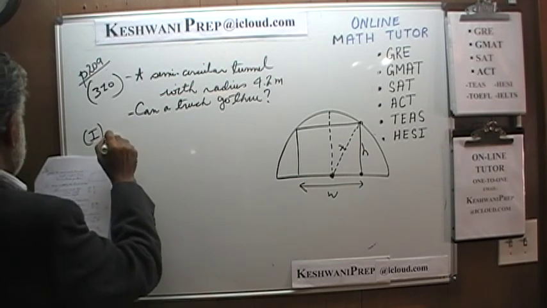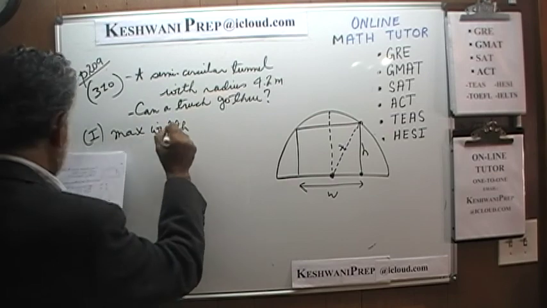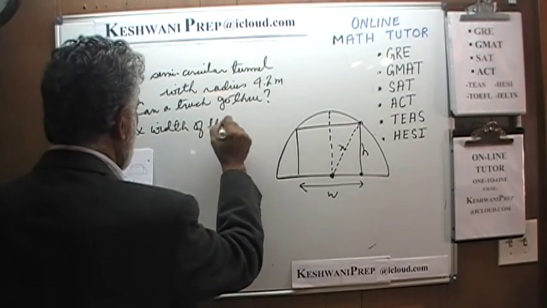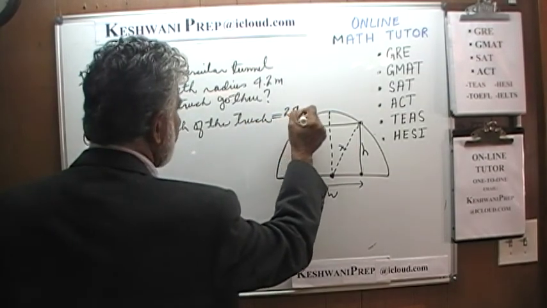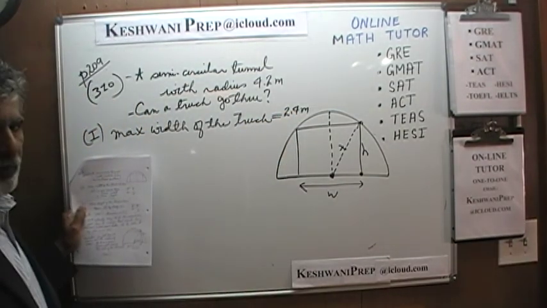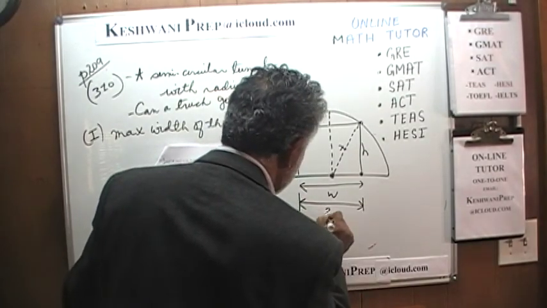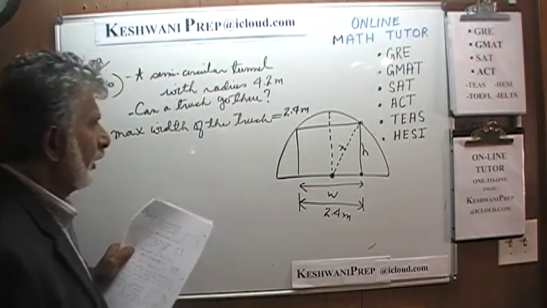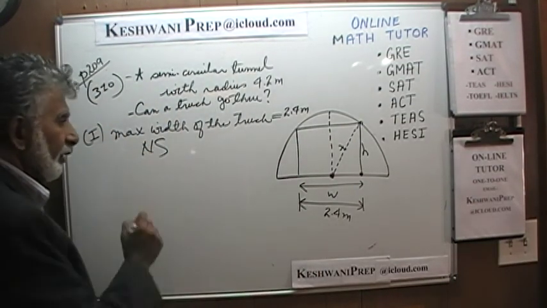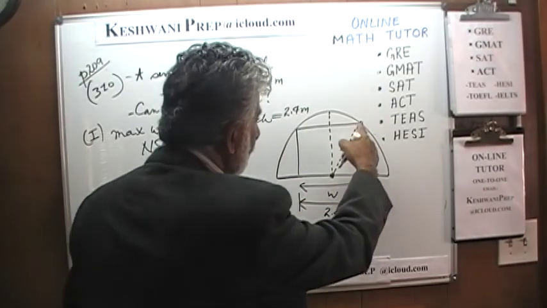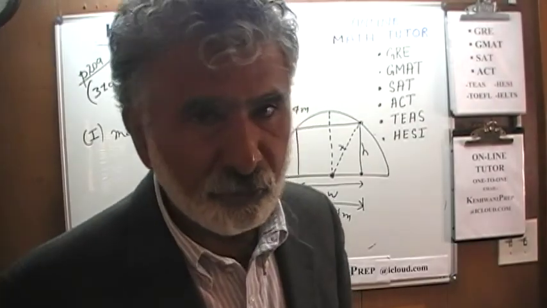It says the maximum width of the truck is 2.4 meter. There you go. Maximum width of the truck is 2.4 meter. This distance right here, they just told us that this is 2.4 meter. It's a very useful information, but it is not enough. It is not sufficient. Why is it not sufficient? Because we also need to know the maximum height of the truck before we can figure out whether or not it's going to make it through.